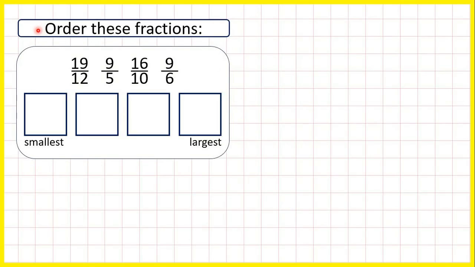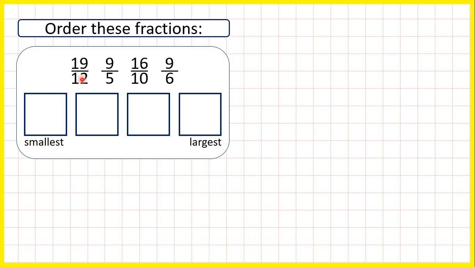We need to order these fractions from smallest to largest. So we have 19 twelfths, 9 fifths, 16 tenths, and 9 sixths. So we have improper fractions. Now we could change these to mixed numbers, and that might make it easier for us. But the method that we've used will still work for improper fractions. So let's try using the same method.